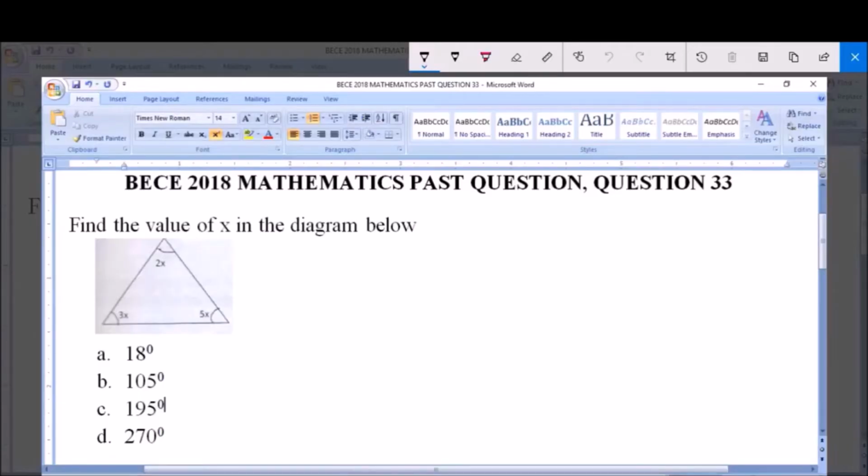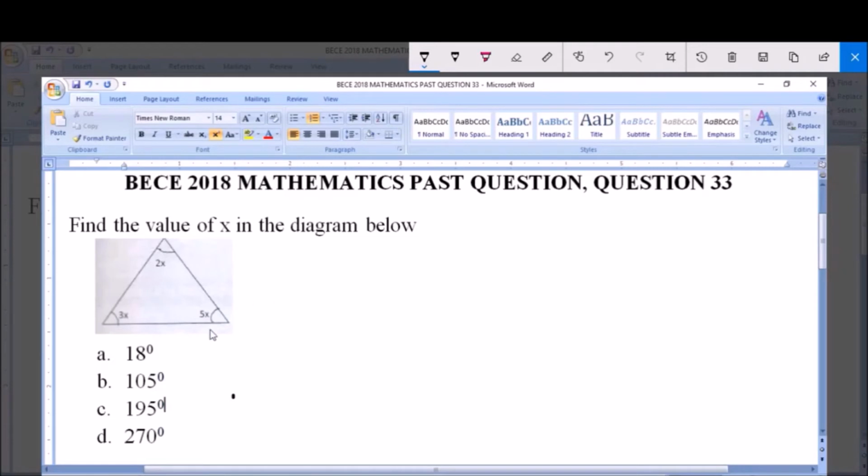Hello, good day and welcome. Today we're going to be dealing with BECE 2018 Mathematics Past Question, question 33. Find the value of x in the diagram below. Now the diagram given to us is a triangle, and A says 18 degrees, B says 105 degrees, C says 195 degrees, and D says 270 degrees. So we have to find the value of x in this diagram.